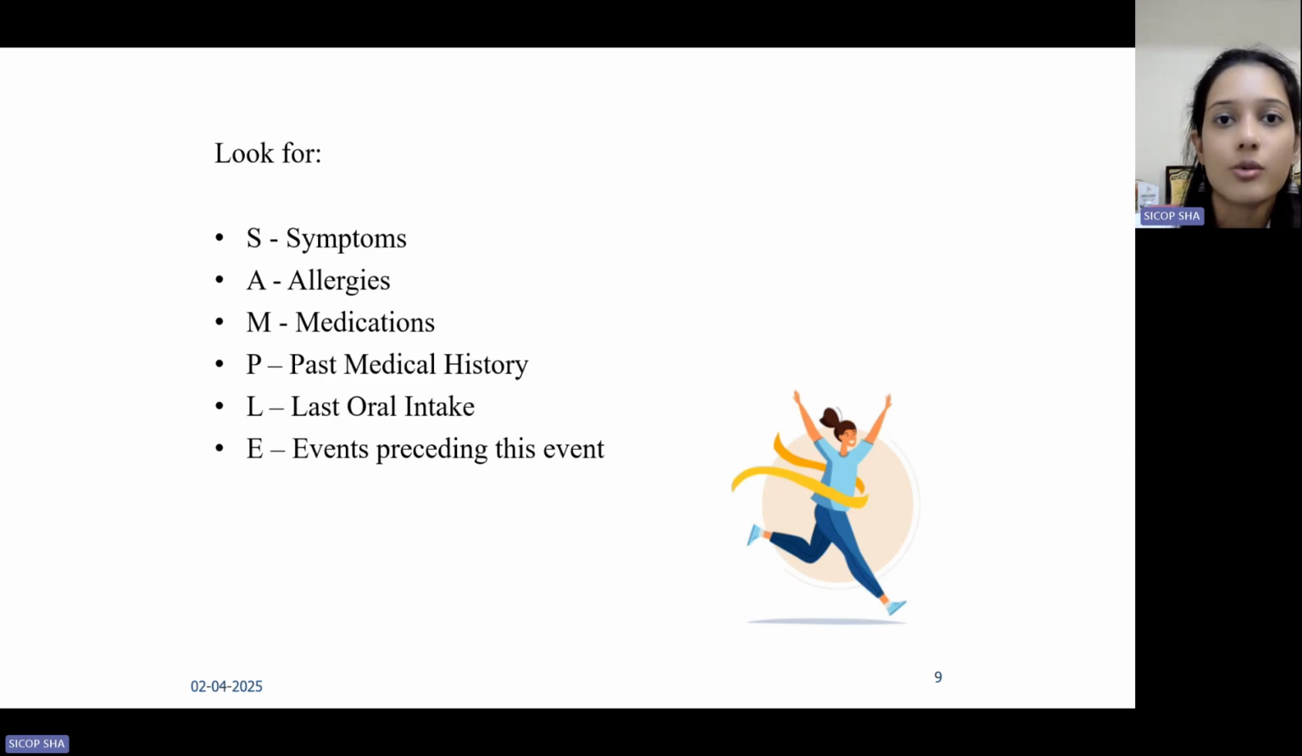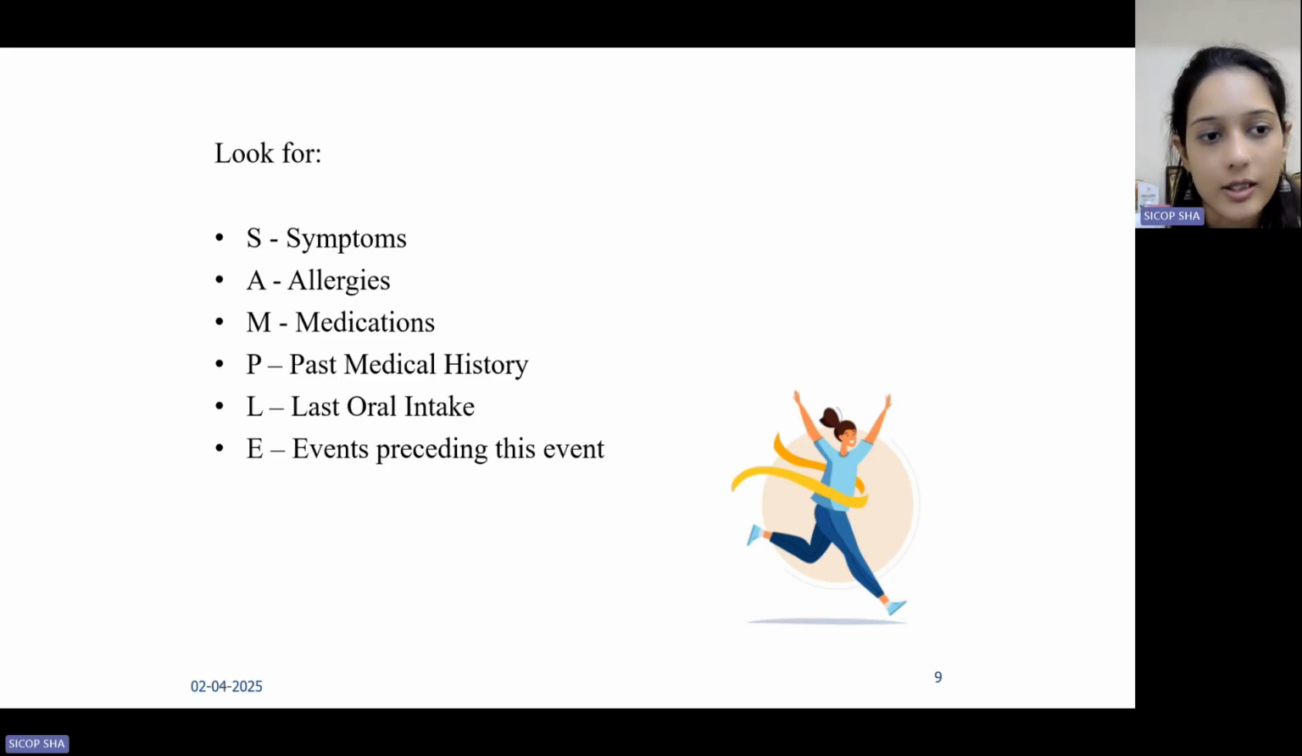L will be last oral intake. Determine the timing and the type of the last meal or drink, as it may influence conditions like hypoglycemia, electrolyte imbalance, or dehydration. For example, what was the last thing you ate or drank and when was it? Have you been hydrated properly during the race?